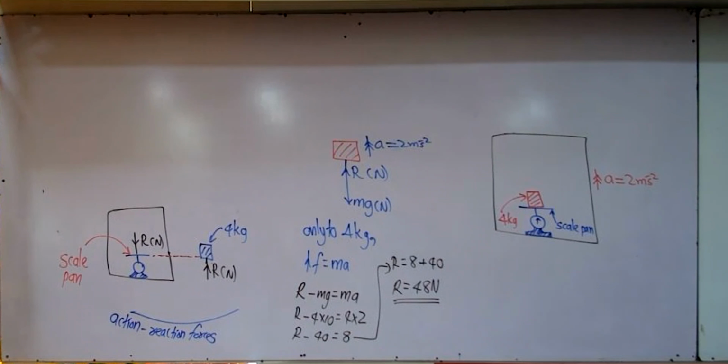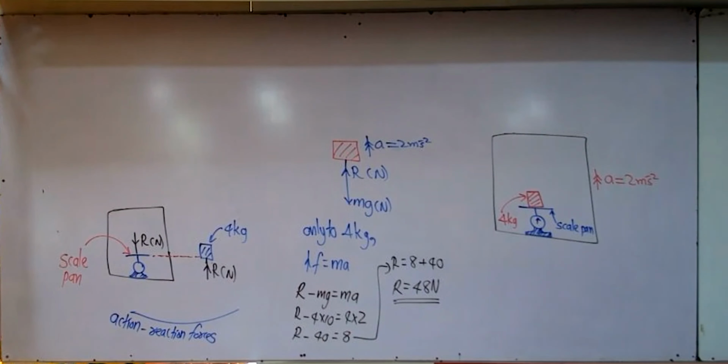Clear? Leave a line and write a star point. The force acting on the scale pan is its reading.